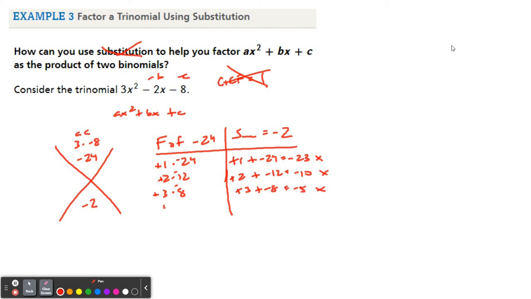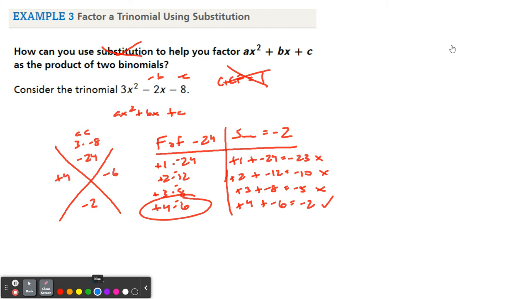Okay, now do 4, right? 4 and 6. Make the 6 negative, the 4 positive. Positive 4 plus negative 6, that is negative 2. Bada bing, bada boom. Here are my numbers. Positive 4 and negative 6.